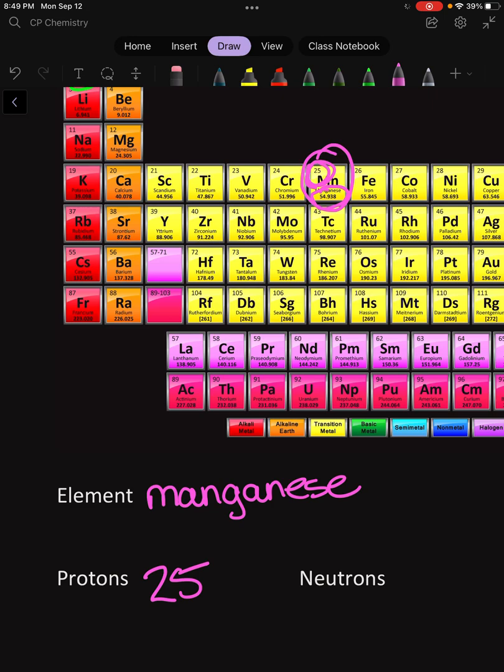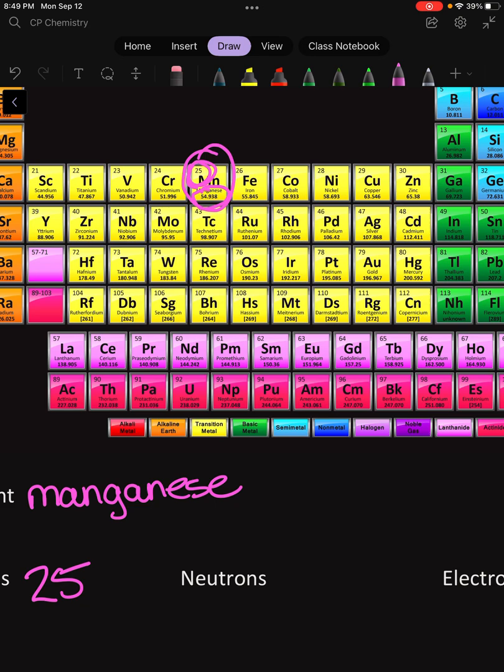And then the mass number, which is everything that's in the nucleus, there are 55. We're gonna round that 54.938 up to 55. And so that's how many things are in the nucleus. So to figure out how many neutrons you have, you take the total number of things in the nucleus and subtract the protons from that, since protons and neutrons are in the nucleus. And when you subtract 25 from 55, you get 30. So there are 30 neutrons in a neutral manganese atom.